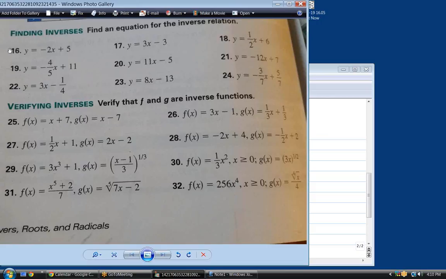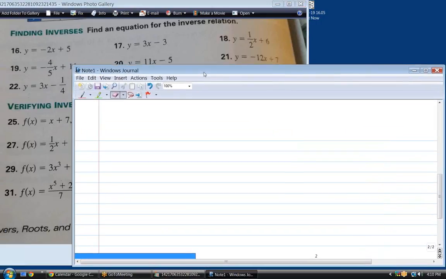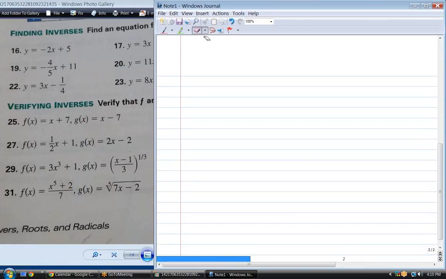Rather than finish, I assume you have to do 16 through 32? We only have to do 16 and 17 through 31 odds. We only have to do the odds. So we've done 16 and 17. So we need to do 19, 21, 23, 25. Let's make sure we do one of these from this second section. And then we'll go back and finish the others if we have time. I don't want to run out of time before we get to these.